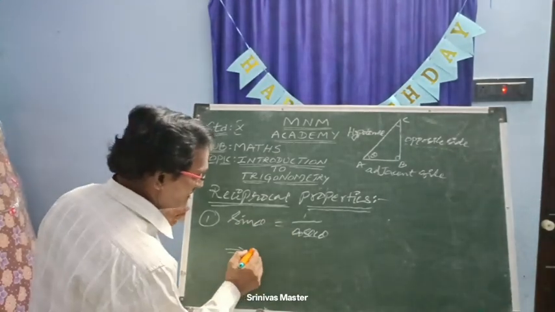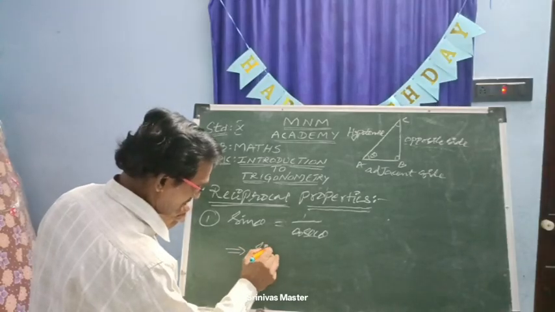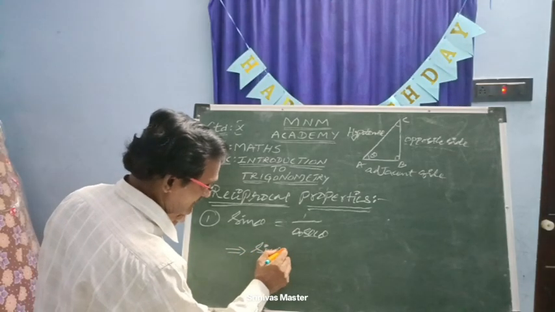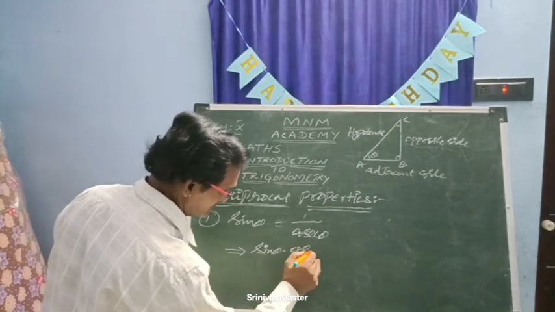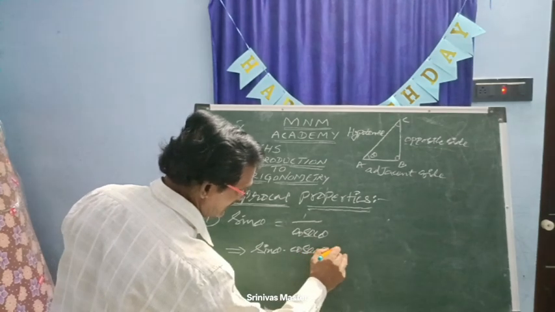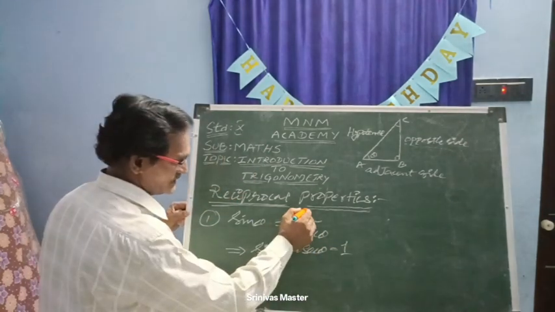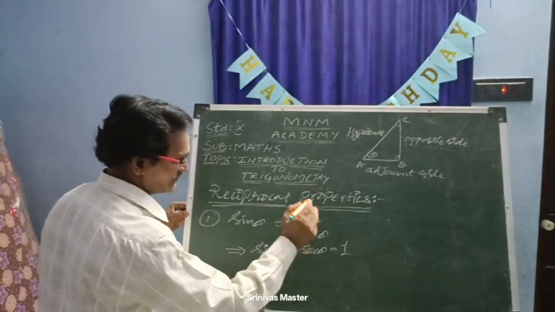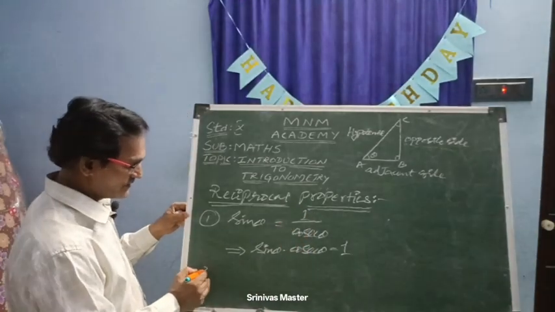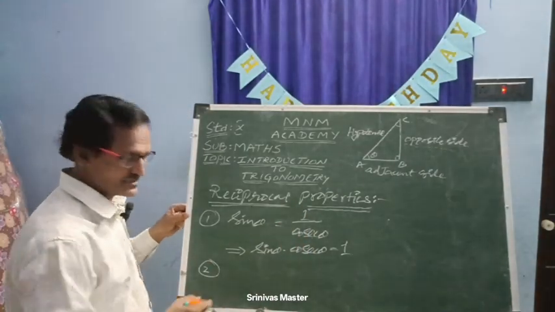Sin theta into cosec theta. What is the answer? 1. Okay, children, this is the one. Okay, next one, second one, cos theta.